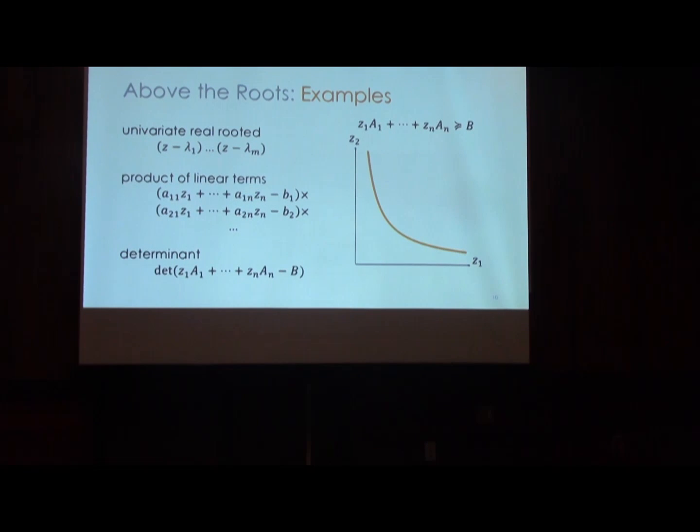For determinant, this is going to be what I call an SDP polynomial. Right? So it's the intersection of the SDP cone with a linear subspace. Okay? So this region would be the set of z's such that this matrix is bigger than B in a PSD sense.